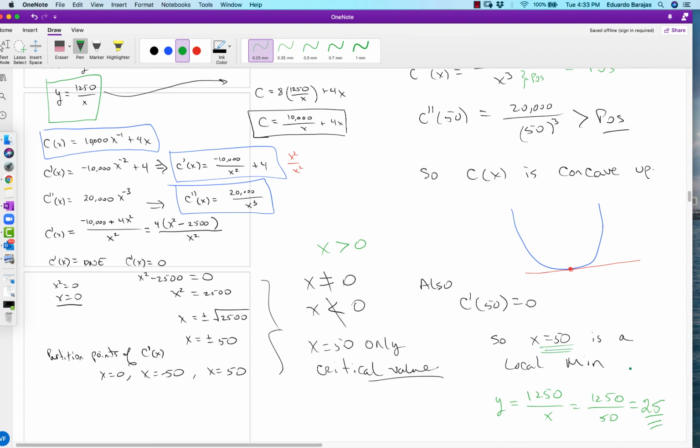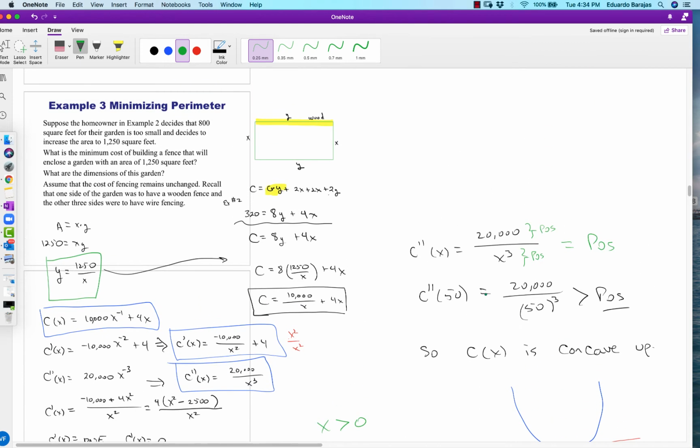We have to be careful of how to translate it back into this word problem. So the x is 50 and the y is 25. Coming back up here, this one is 25, and this one is 50. So the side that has wire must be 50, and this length over here, which also has wire, is a value of 25, and then this side, which is wood, would be 25. So we need 25 feet of wooden fencing, and then 50 feet of wire fencing here, and then 25 feet of wire fencing again, and finally another 50 feet of wire fencing.